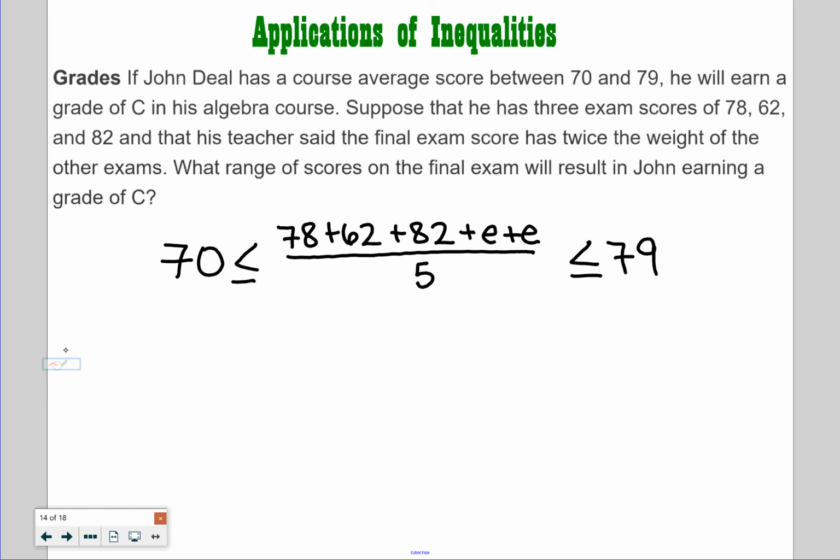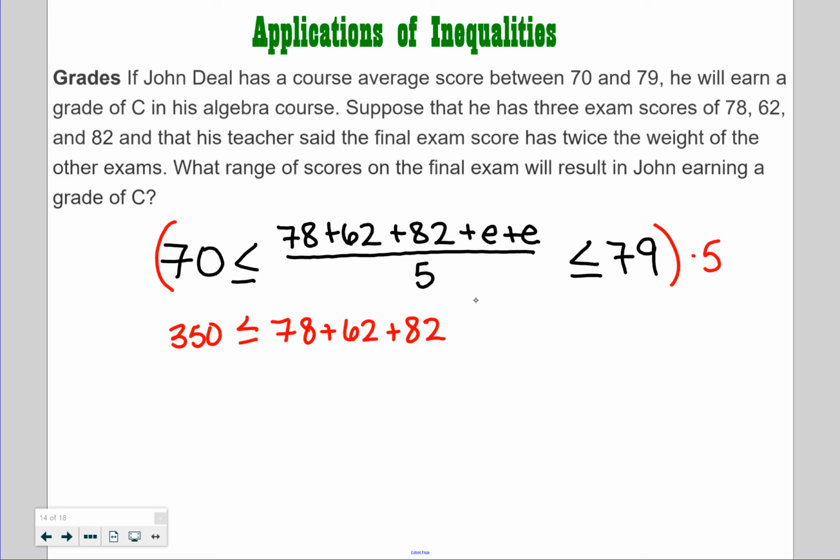First, we're going to multiply everything by 5 to get rid of that denominator. 5 times 70 is going to give me 350. 5 times everything in the middle is just going to cancel that denominator, so I have 78, 62, 82, and we can actually add E and E together. Let's make that a 2E. And then 79 times 5 gives me 395.